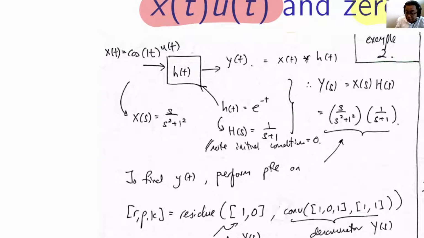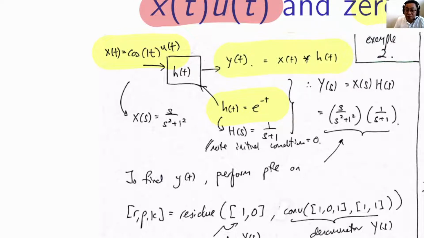So x of t is again the cosine multiplied by unit step, meaning that it is a causal signal. We are going to use the unilateral Laplace transform to analyze this system. The h of t is e to the minus t u of t. Again, it's a causal system. In fact, almost all our questions are causal systems unless otherwise stated.